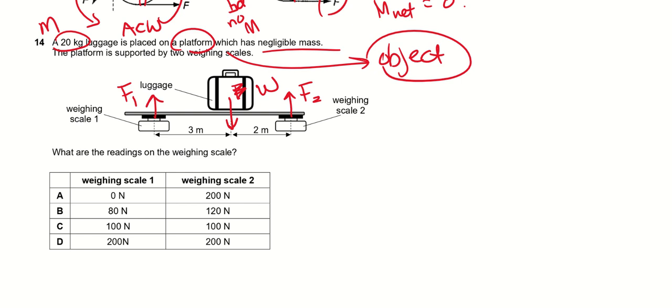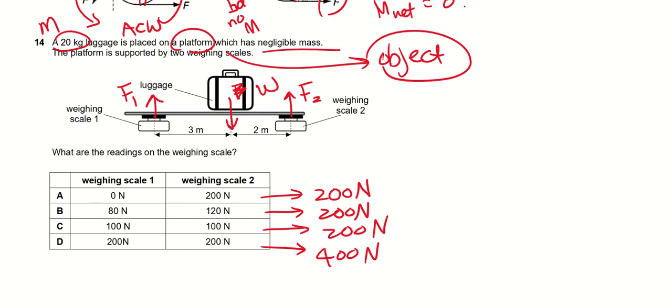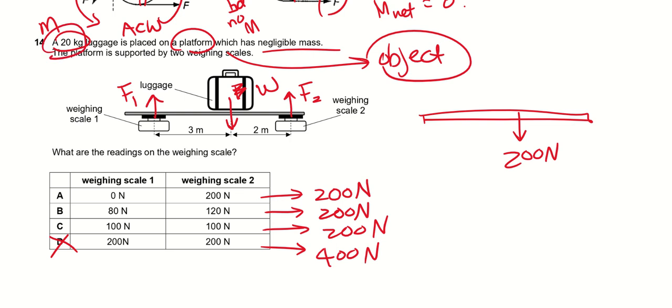So there are actually 3 forces. Okay, there are 3 forces, and guess what? If you add weighing scale 1 and weighing scale 2, it will give me 200 Newton. This will also give me 200 Newton. This also 200 Newton, and this is 400 Newton. So which one is correct? So I can straight away say that D is wrong, because if you look in terms of forces, we are not doing moments yet. This is the object. I have a force of 200 Newton. How do I get 200 Newton? Because the weight is equal to mg. So it is 20 kg multiplied by 10, so I have 200 Newtons.